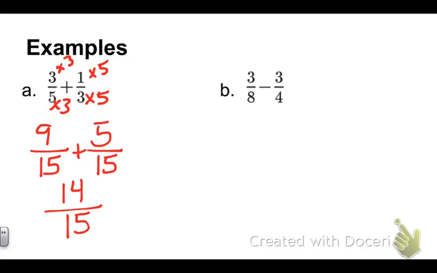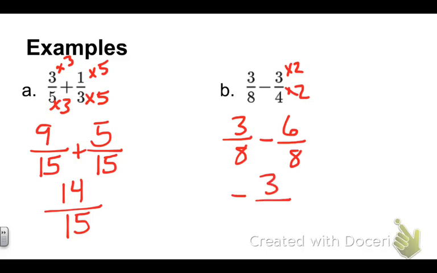Okay? Same thing with B. Again, I think it's easiest to see, does 4 go into 8? And guess what? It does. So multiply it by 2, both by 2. This is going to give you 3/8 minus 3 times 2 is 6/8, and now I can subtract. 3 minus 6 is negative 3/8, and that's simplified.